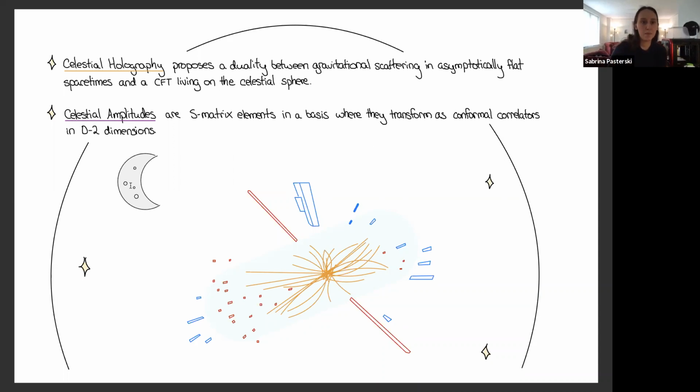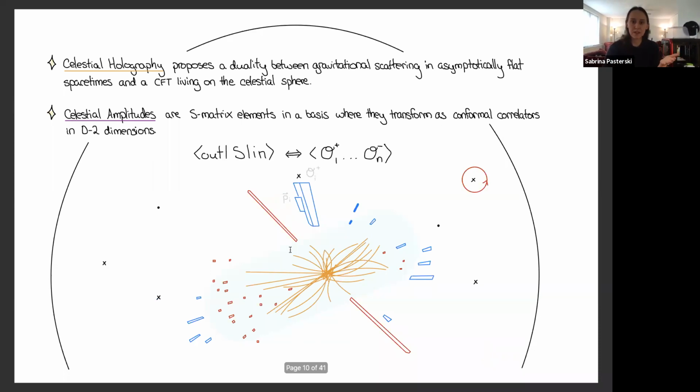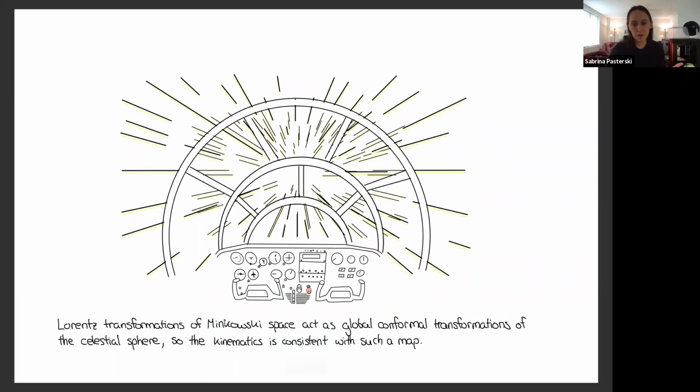So then celestial amplitudes are going to be scattering amplitudes or S matrix elements in that basis where they transform like conformal correlators. Just to keep in mind, I'm taking each of my external particle states, which are normally momentum eigenstates, or would be to a good approximation when preparing wave packets at the LHC, and I need to do some sort of change of basis to get to these conformal correlators. That's just how they transform under the Lorentz group. And of course, Lorentz transformations of Minkowski space act as global conformal transformations of the celestial sphere.